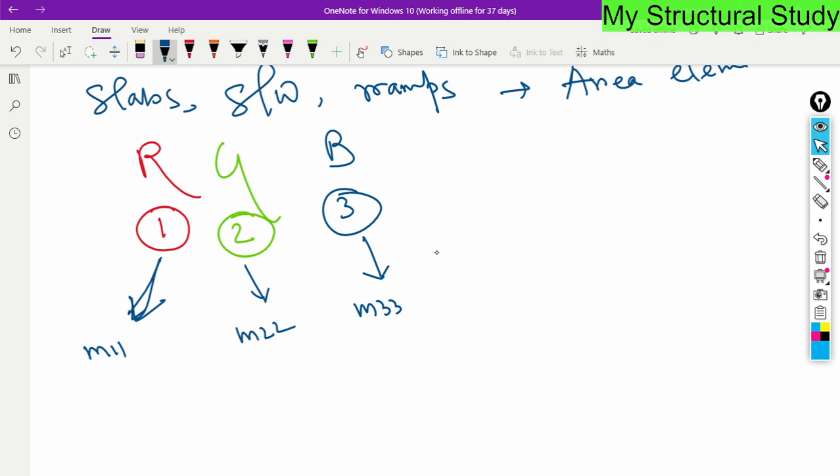Same way, the forces along the one axis is F11, that is the axial force. Forces along the two axis, that is F22, which is major shear force, and the forces along the three axis, that is F33, which is the minor shear force.